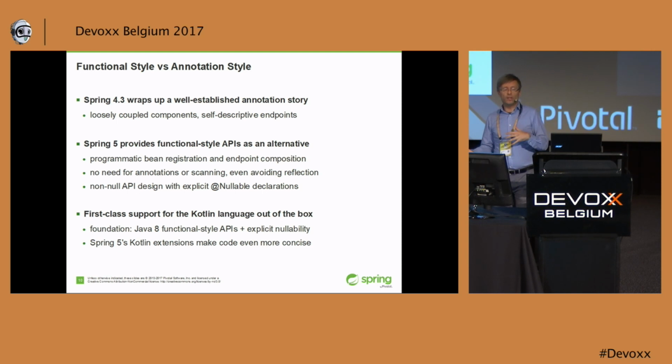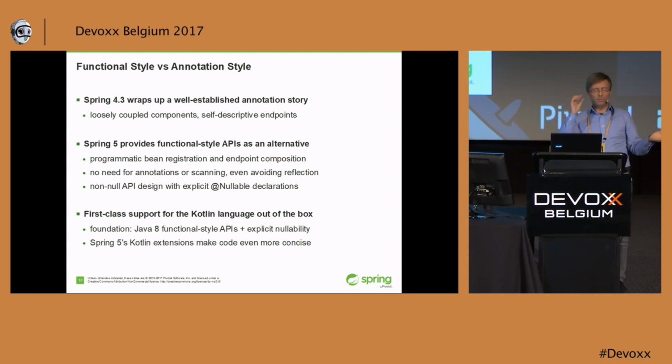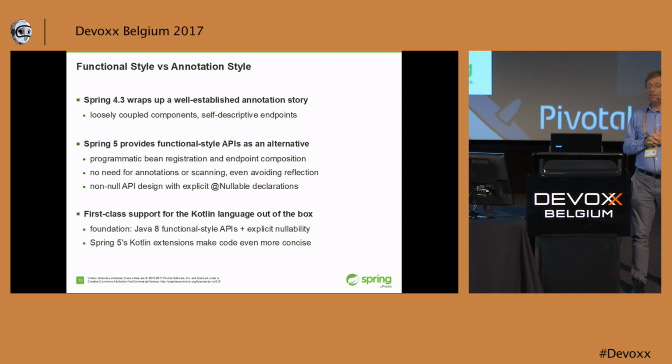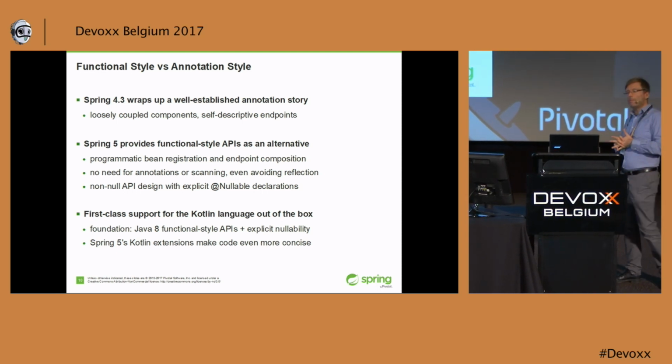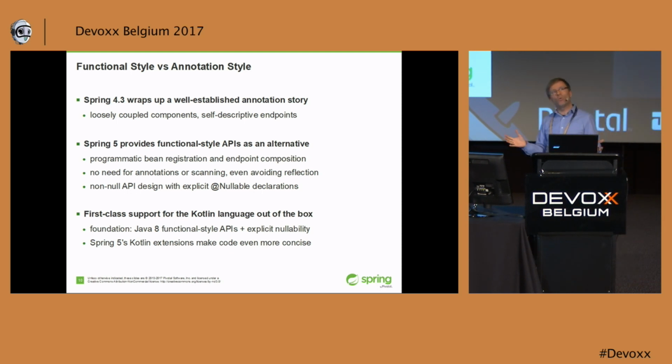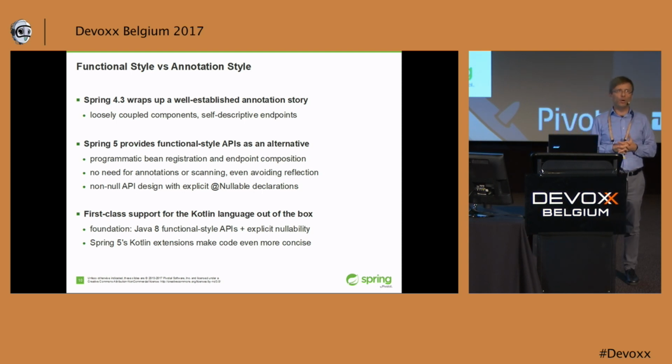Traditionally, of course, we had a strong focus on annotation-based components. This remains true, right? So even in Spring Framework 5.0, there's a strong focus on annotation-based components. It's very first class, but also very complete already. So to some degree, we wrapped up all the loose ends in that story in Spring Framework 4.3. There's really very little left that we intend to add to the annotation-based model, fundamentally.